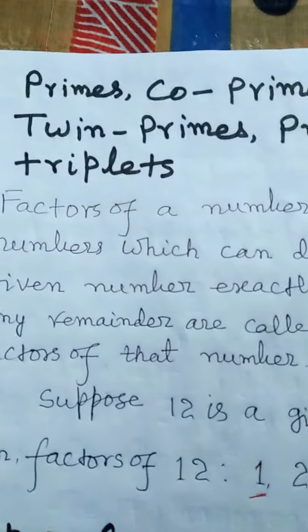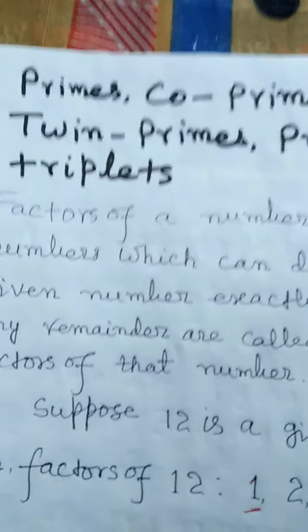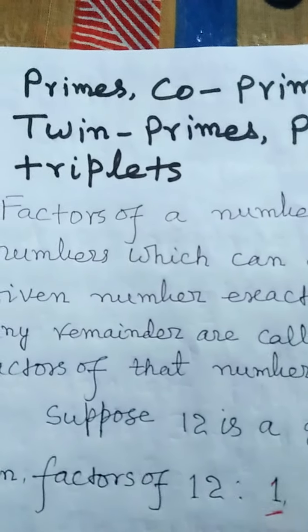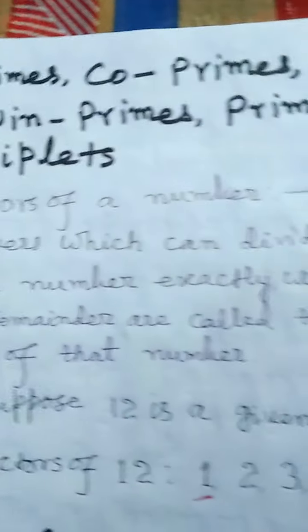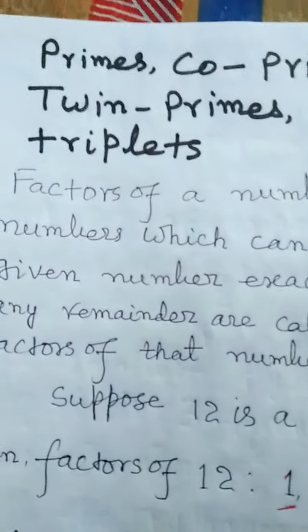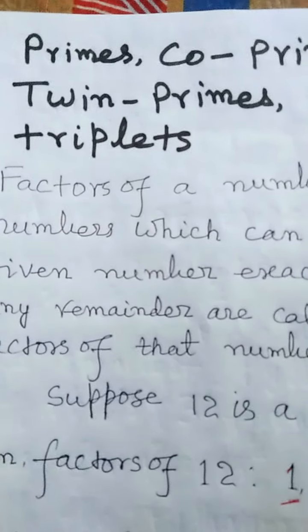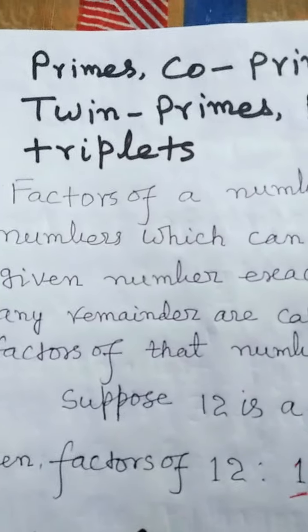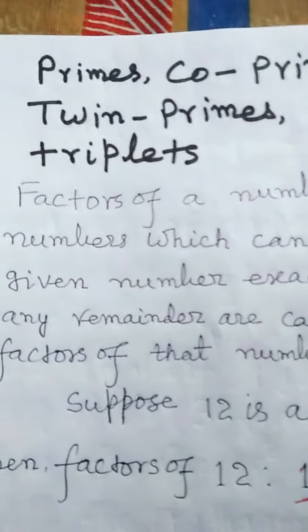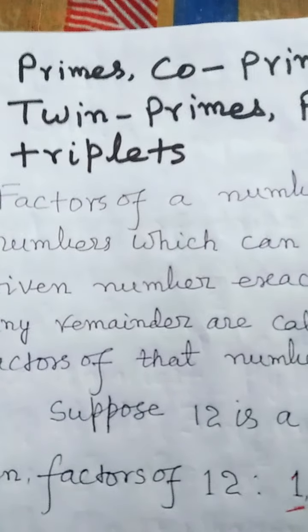Namaste everyone. Today I am going to explain about prime numbers, co-prime numbers, twin prime numbers, prime triplets, Pythagorean triplets and primitive Pythagorean triplets, which are helpful for the students of standard 8th to 10th.